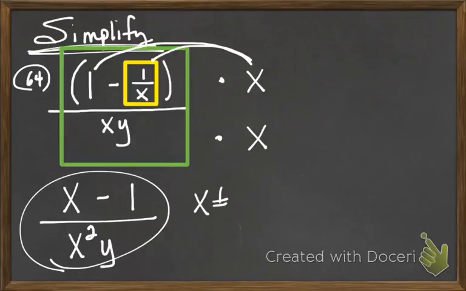And this time you have an x and you have a y that's in the denominator. So let's look at this denominator right here. What can that x not be? 0. That x can't be 0. How about this x down here? 0. It can't be 0. What about the y? 0. It can't be 0. So x can't be 0 and neither can y.